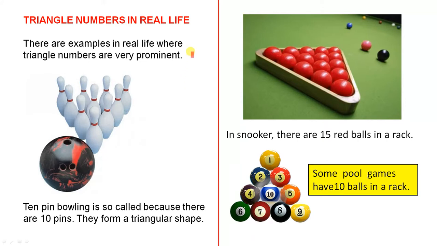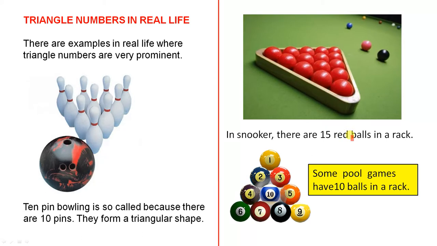Triangle numbers in real life. There are examples in real life where triangle numbers are very prominent. 10-pin bowling is so called because there are 10 pins. They form a triangular shape. So this is a very popular sport around the world, and you can see why 10 is a triangle number.